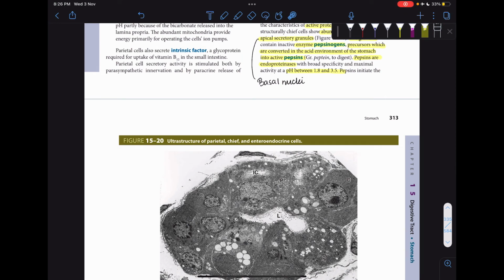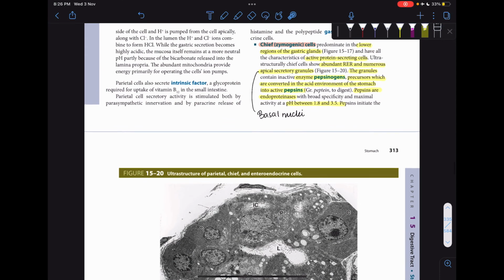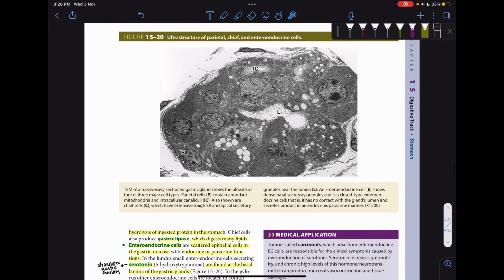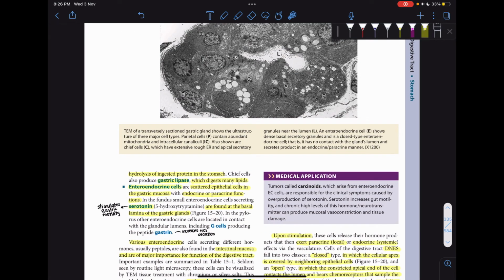The pepsin, or it doesn't actually secrete pepsin. It contains pepsinogen, which later becomes pepsin upon conversion in the acidic environment of the stomach. And the pepsin digests protein. Also, chief cells produce gastric lipase, which digests many lipids.